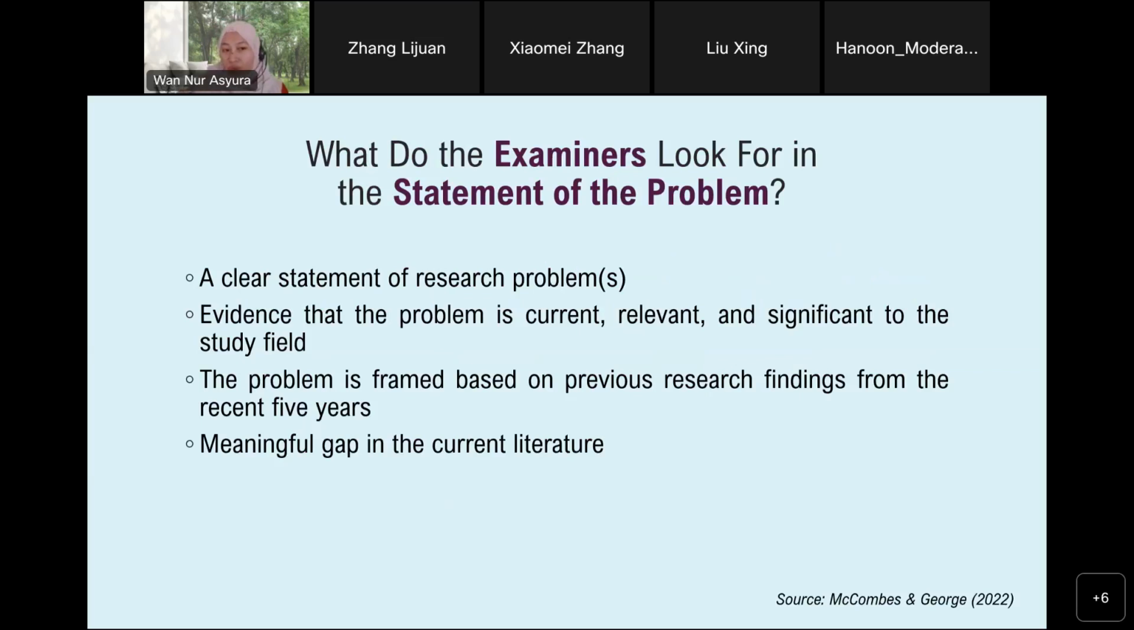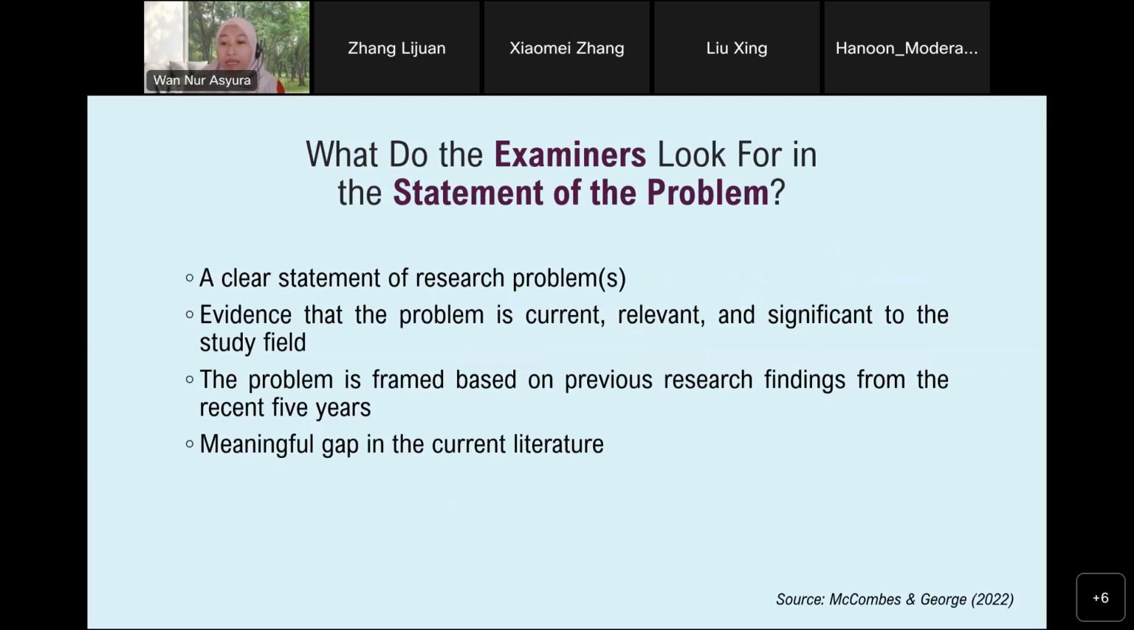When the students present a clear statement of research problem, I will also look for any evidence that the problem is current, relevant, and significant to the study field. Yeah, it needs to be current, relevant, and significant to the study field, or else there's no point in investigating the same topic all over again.